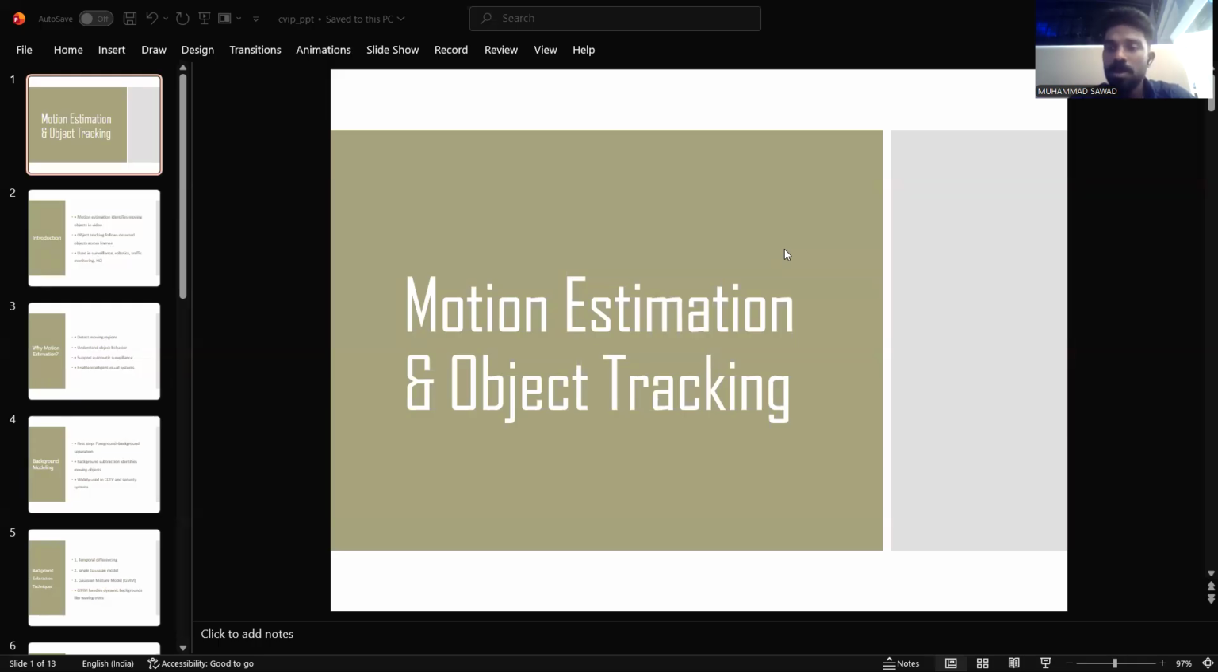Hello everyone. Today I will be presenting on motion estimation and object tracking. These two topics form the foundation of modern video analysis systems used in surveillance, robotics, traffic monitoring, and many intelligent visual applications. So we'll start with the introduction.